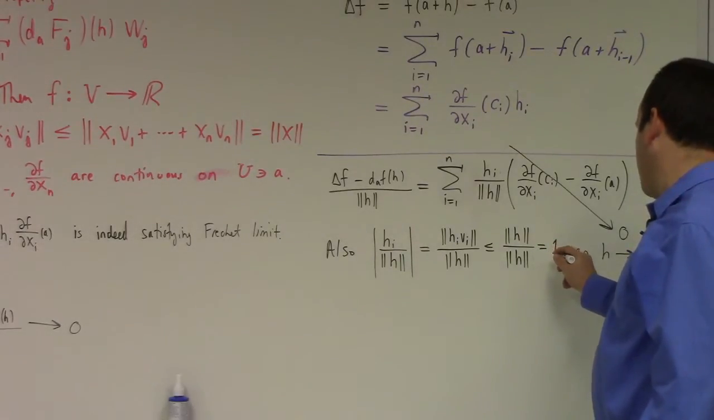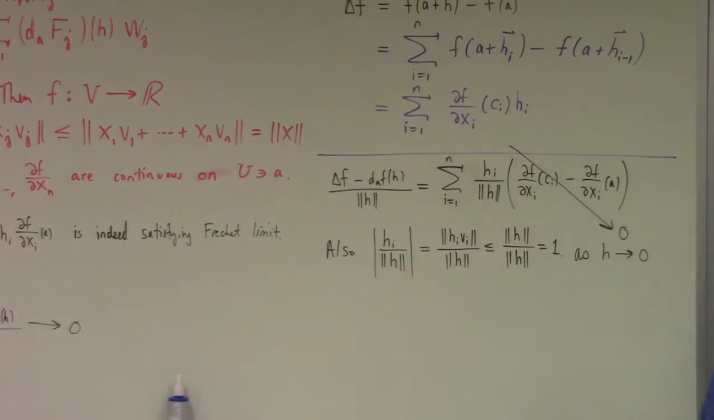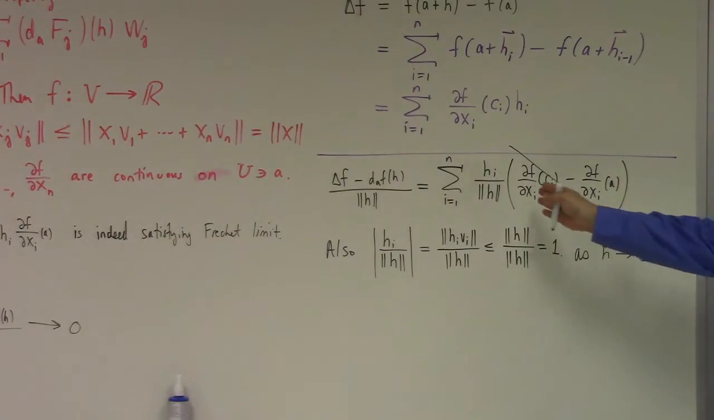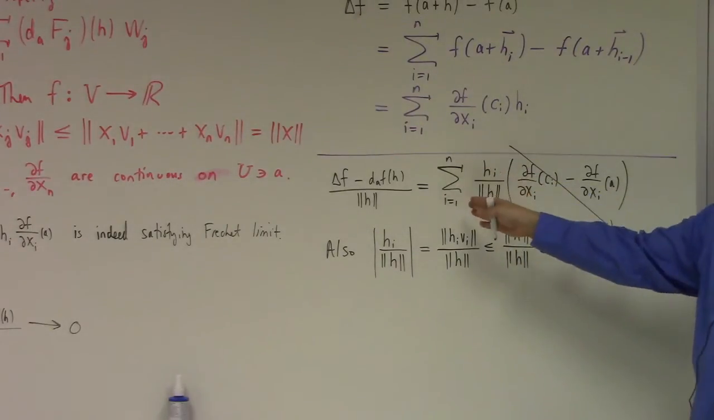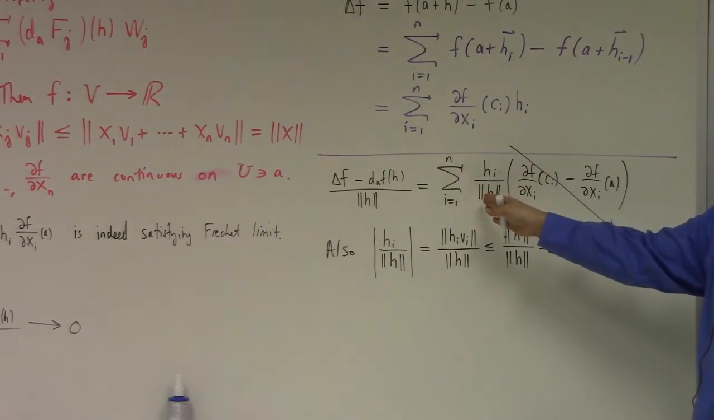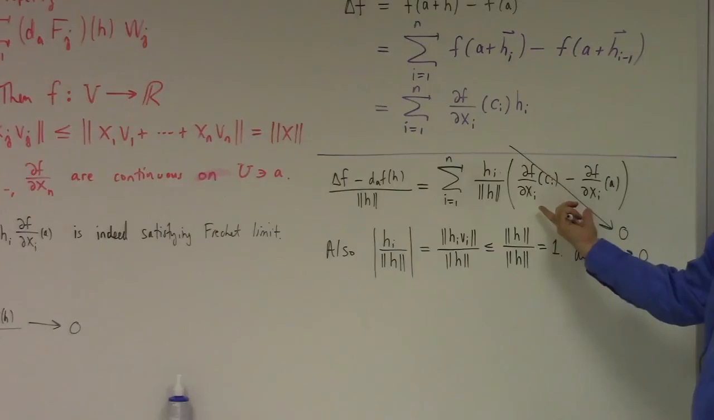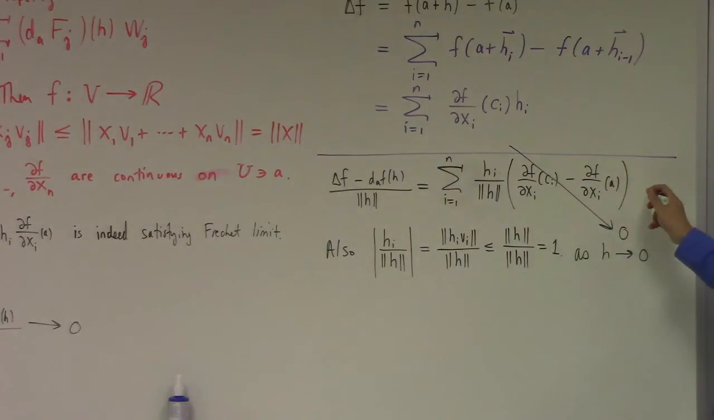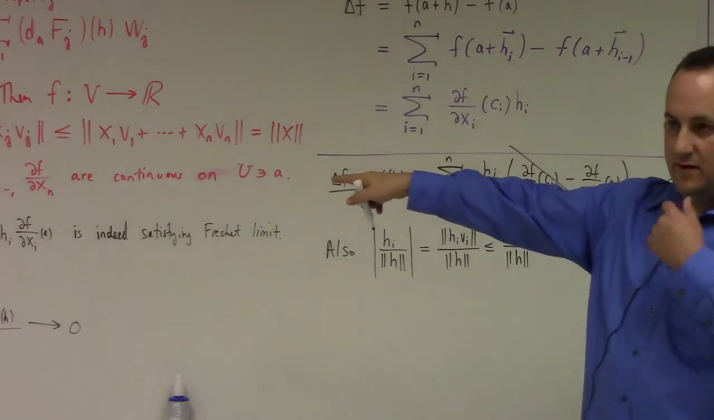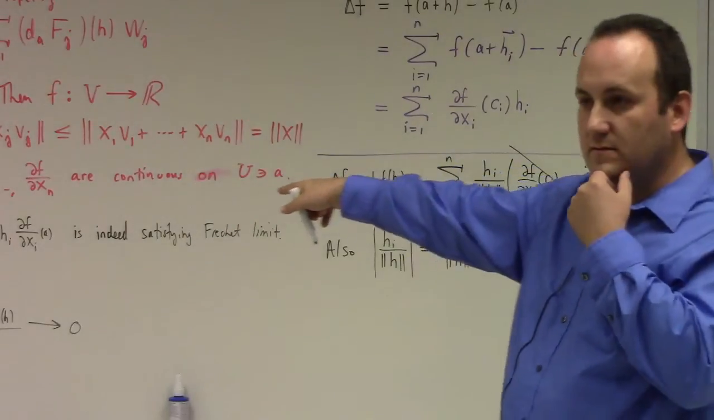So then I'm just going to appeal to some common sense. I have a term which is bounded, right? The h_i over h is bounded by, its largest it can be is 1. And I have this other term which for each i goes to 0 by the continuity of the partial derivatives. So we showed that this goes to 0, which then shows you that indeed the Frechet differential is so constructed.